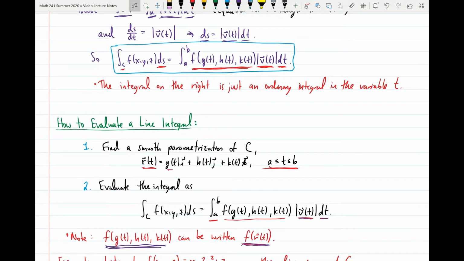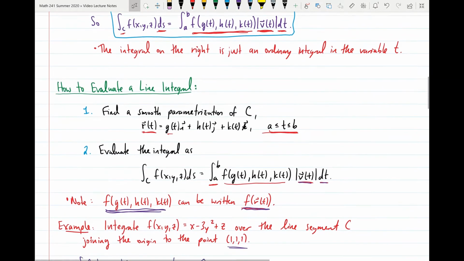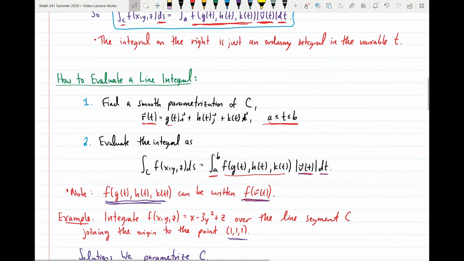Okay, so now that we've built up the notion of the line integral, we can move on to how to calculate these things in practice. Every time that you're given a question about a line integral, there are really two things that you have to do. You're going to be given some curve C, and for that curve, you have to find some smooth parameterization of the curve that looks like r of t equals g of t i plus h of t j plus k of t k. Or if you're working over curves in the plane as opposed to space, then it would just be g of t i plus h of t j.